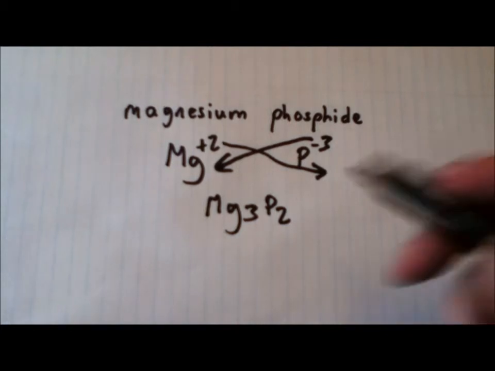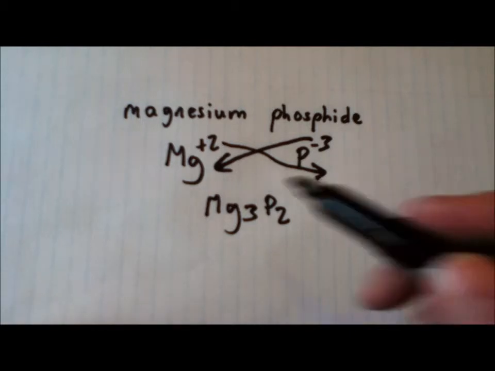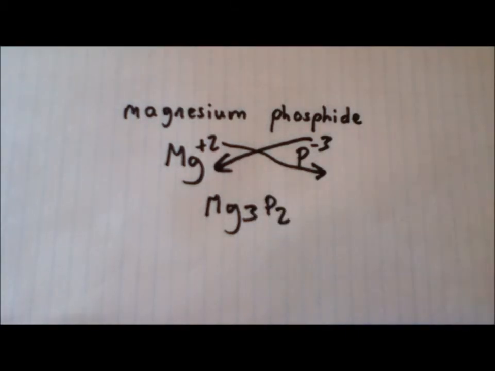Mg3P2. You notice that I only have one nonmetal, so I don't need to use brackets, and 3:2, that ratio there is already in lowest terms. I can't get any lower, so I'm done with that example.